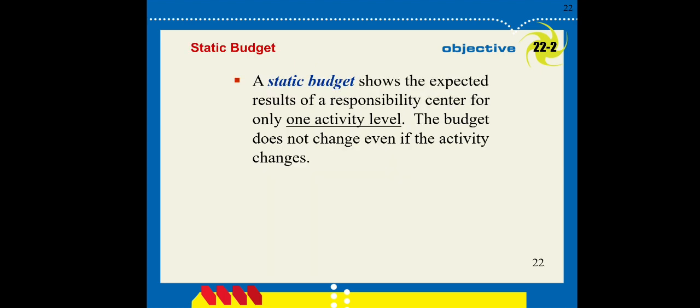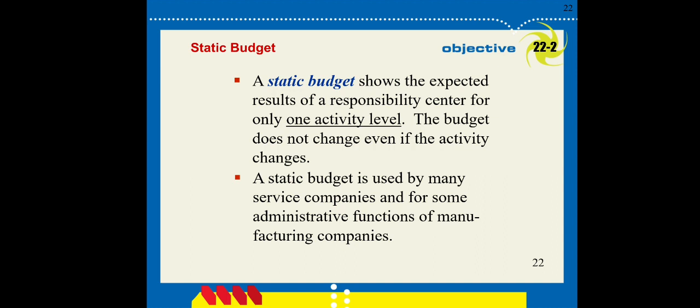Okay, now here you will learn about two types of budget that can be used by a business. The first one is called a static budget. A static budget shows the expected result of a responsibility center for one activity level only. The budget does not change even if the activity changes. A static budget is simple. Before a new year or a new month is started, a business or a department in the business will prepare a budget for the next month or next year. A static budget is used by many service companies and for some admin functions of manufacturing companies.